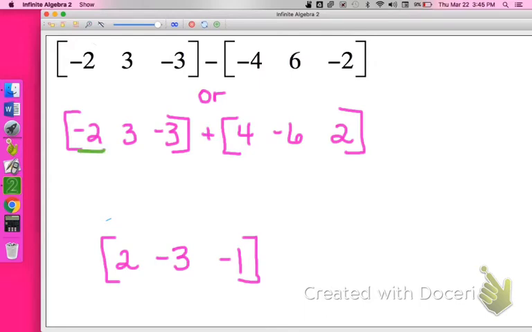So you're going to get the same thing, because negative 2 plus 4 is 2. And 3 minus 6 is negative 3. And negative 3 minus 2, or plus 2, is negative 1. So as you can see, it doesn't matter how you do it, just as long as you distribute that negative. And that's how you perform operations on matrices. It's that simple. Have fun.